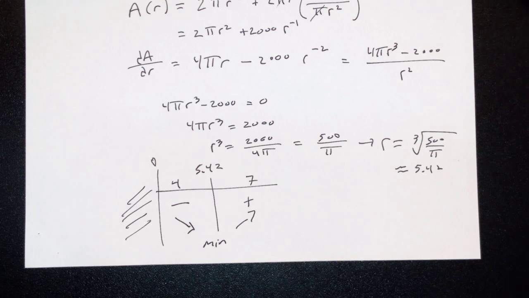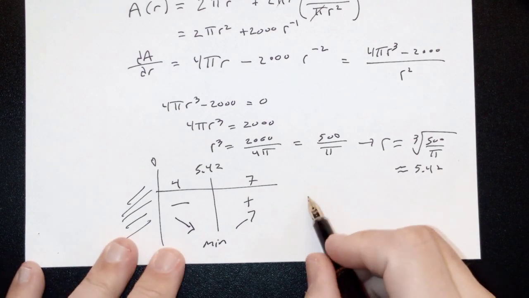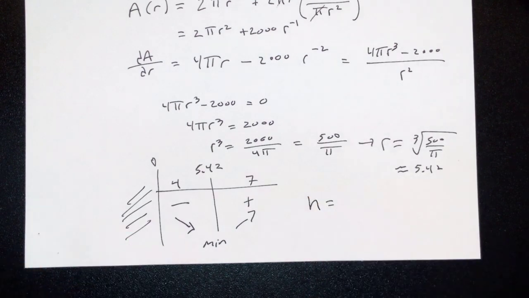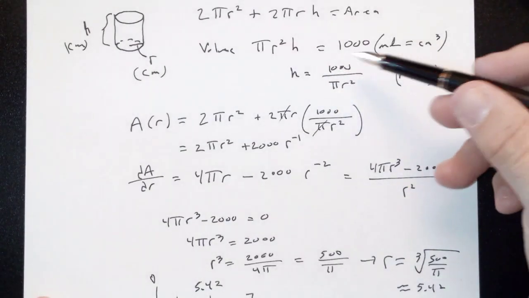Why not, Nicolina? I only have the radius. I want both dimensions. Find the dimensions that minimize the cost of... I need the radius and the height. What's my height? I have that number, don't I? I have a formula for that number right here.